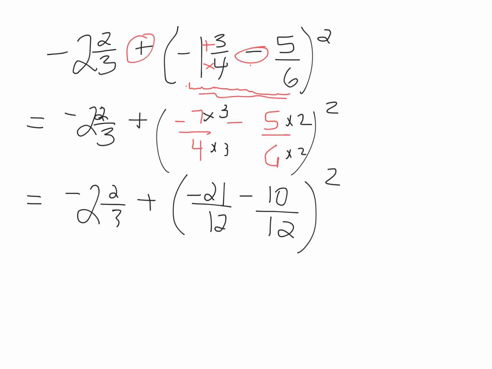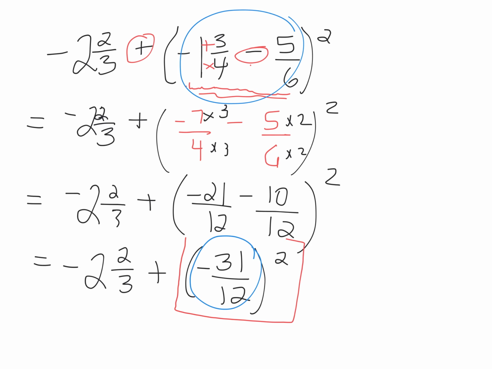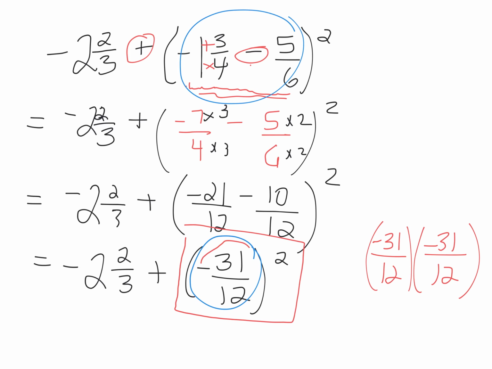What's negative 21 take away 10? Some of you just messed up on your addition and subtraction of integers. Yes. Negative 31. So again, I'm going to keep this plus negative 31 over 12 to the power of 2. So all we've done now is simplify the first operation, which was inside our bracket. Now you have to simplify negative 31 over 12 to the power of 2. So that means negative 31 over 12 times negative 31 over 12, right? We're doing everything inside the bracket to the power of 2. So negative 31 times negative 31, and we have to multiply 12 times 12.